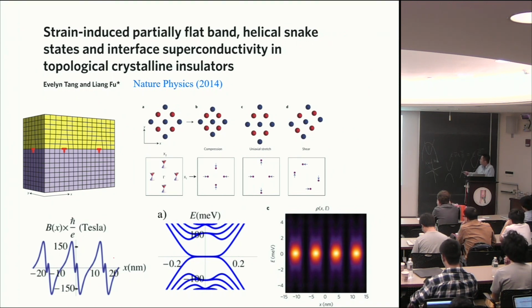So we get what we call a partially flat band. In this particular model, in the vicinity of the Dirac point, we have something like a flat band, but it's not separate from higher bands. So this we call a partially flat band.